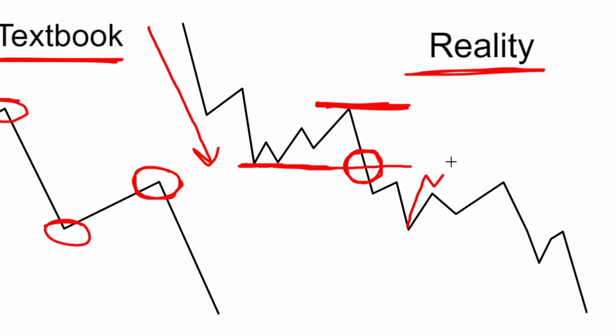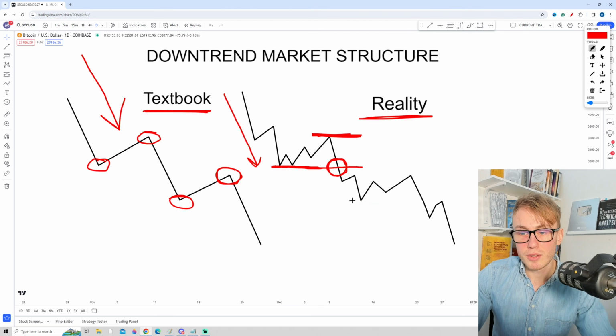So after this break, the market could go all the way up here, but as long as we don't break this point right here, we are still in a downtrend. To find the next low, we take a look at the lowest point of the impulsive move towards the downside.